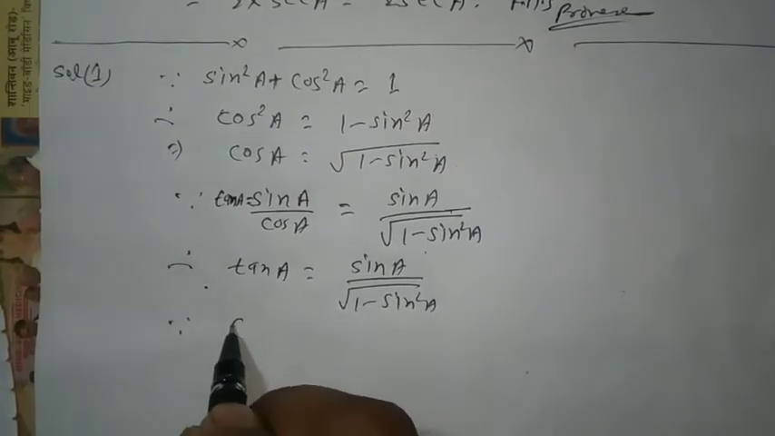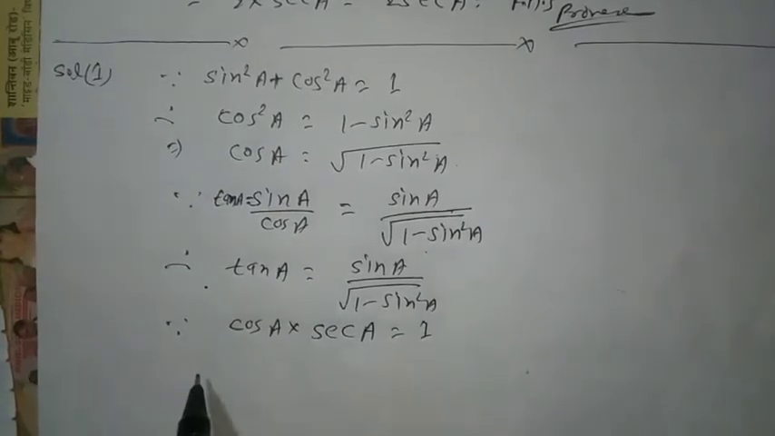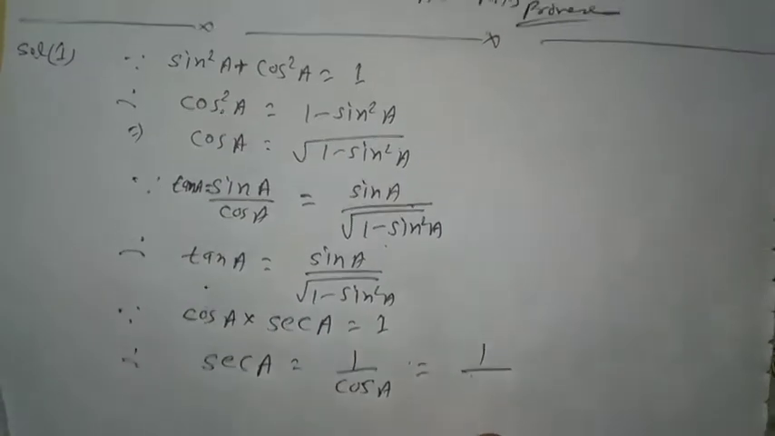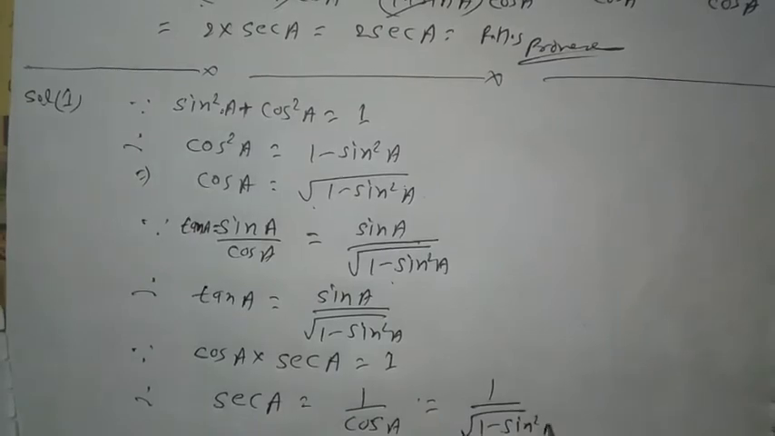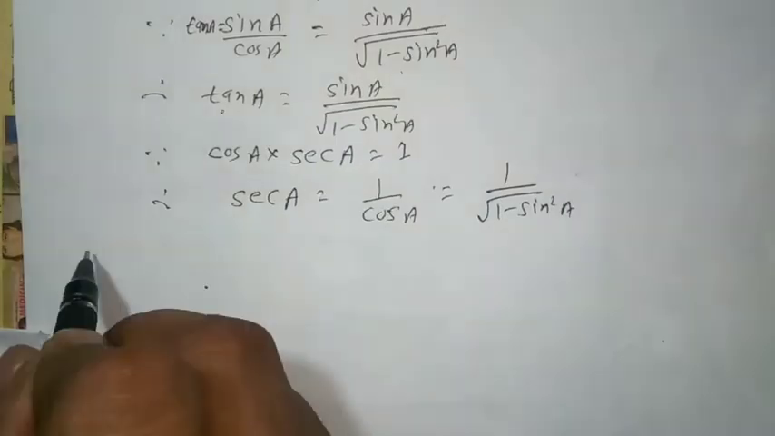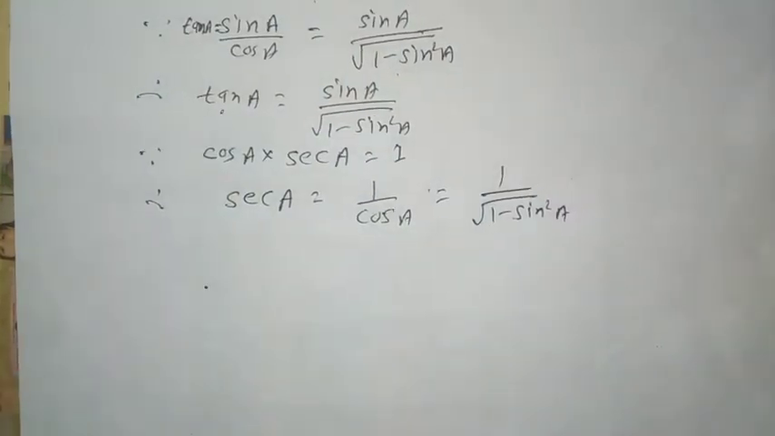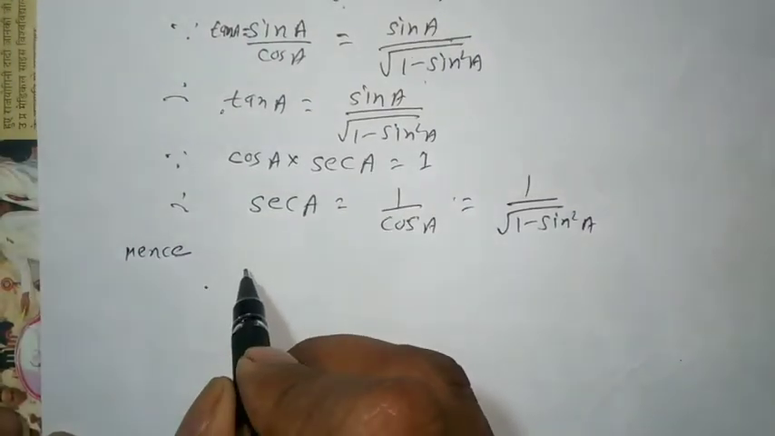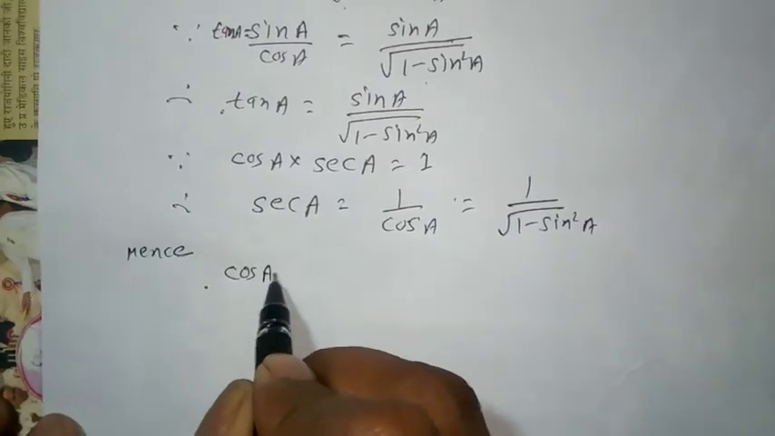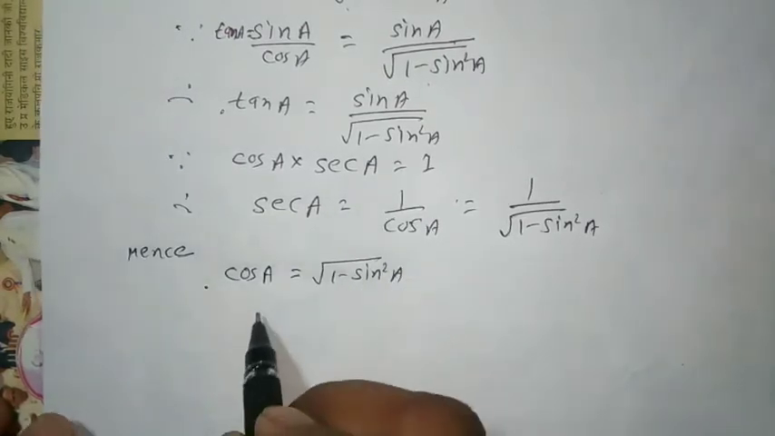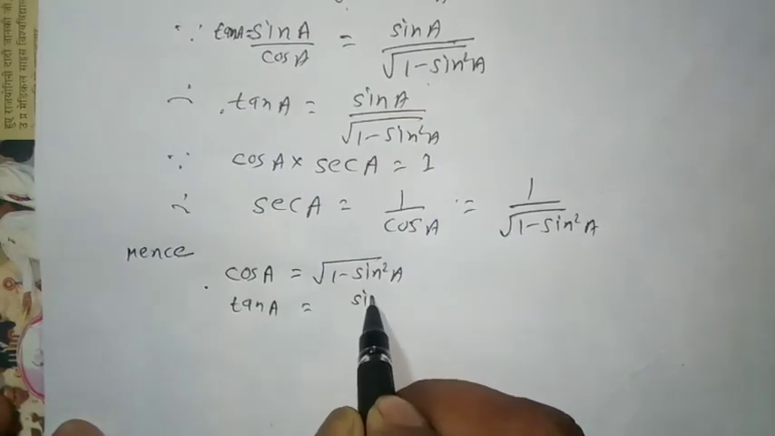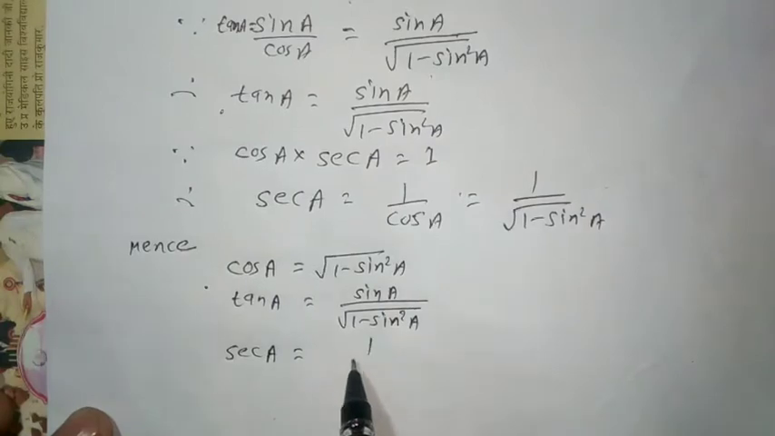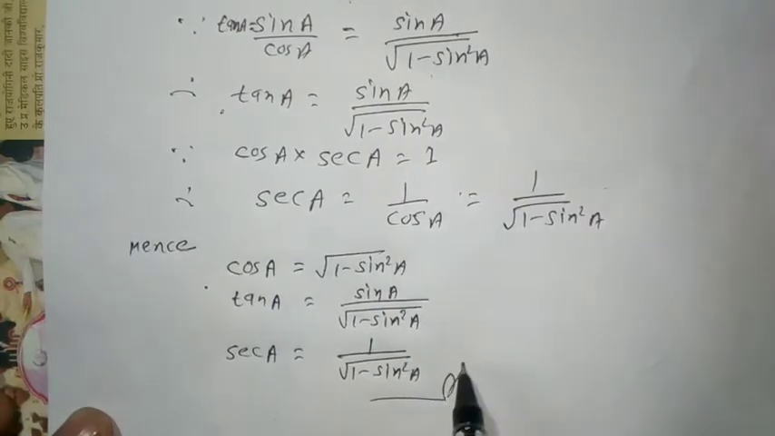Again, because cos A into sec A is equal to 1, therefore sec A is equal to 1 by cos A, which is 1 by root under 1 minus sin square A. Hence cos A is equal to root under 1 minus sin square A, tan A is equal to sin A by root under 1 minus sin square A, sec A is equal to 1 by root under 1 minus sin square A. Answer.